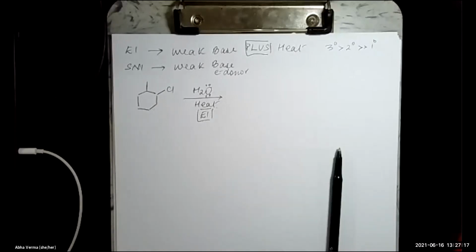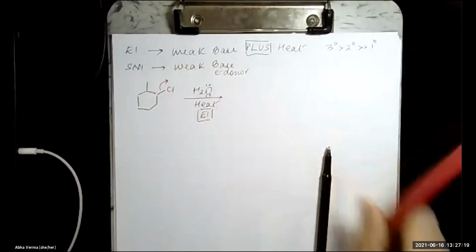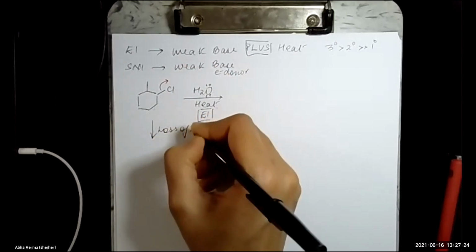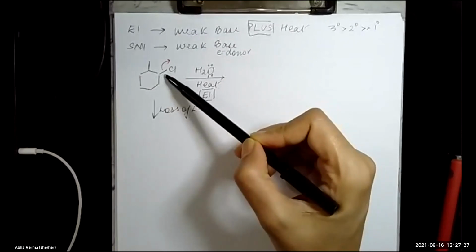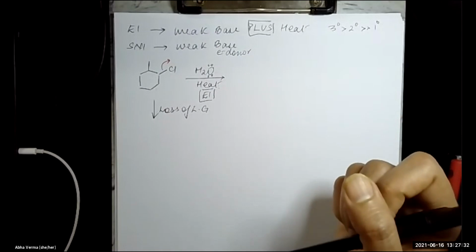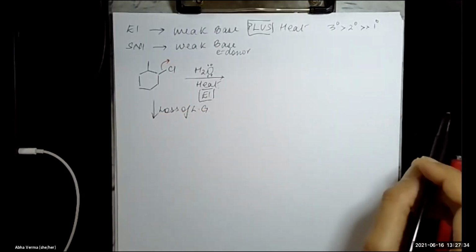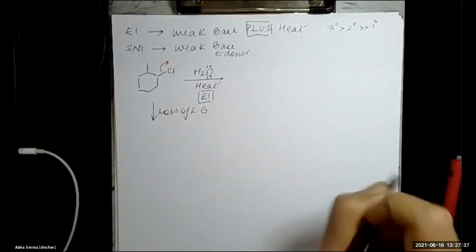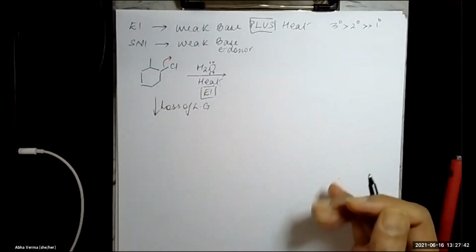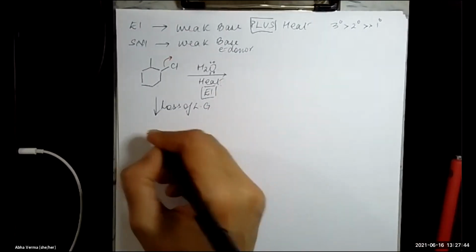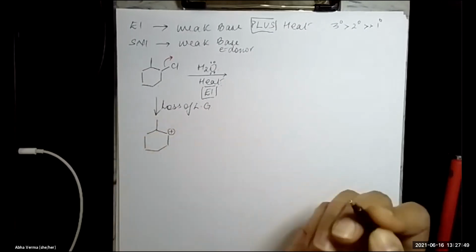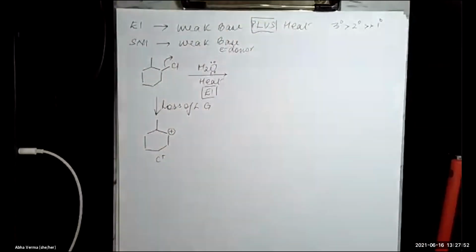So what should be the first step? The leaving group leaves on its own. Loss of leaving group. Whenever a leaving group leaves, that is the rate determining step for all your mechanisms. For every mechanism that you will see, how fast the leaving group leaves will decide how fast your reaction is going to occur. So a carbocation forms, just like in SN1.